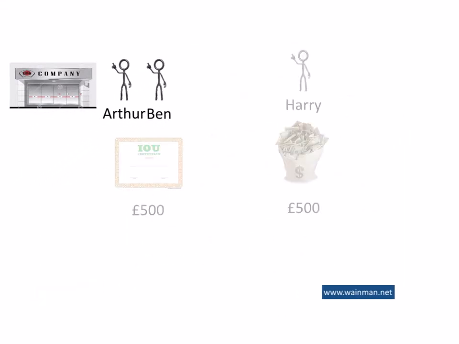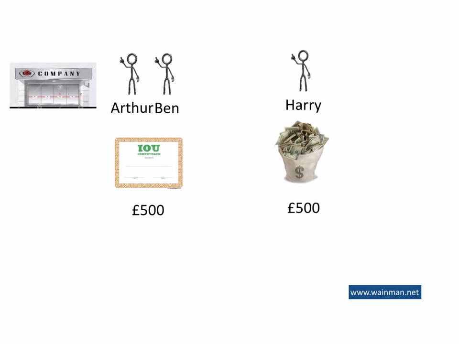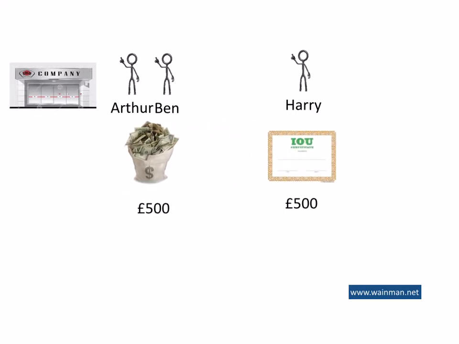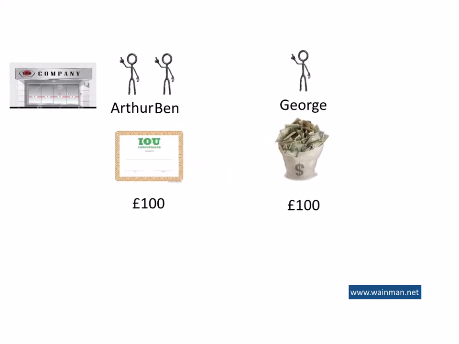Day 3, and all this trading is very tiring, so Arthur and Ben decide to go and see Harry to collect their debts. Harry has the £500 he owes Arthur and Ben, so he pays them, and Arthur and Ben cancel the IOU. Of that £500 that they receive from Harry, Arthur and Ben keep 400 and take the other 100 and go and see George. They give the £100 to George, paying off their liability.